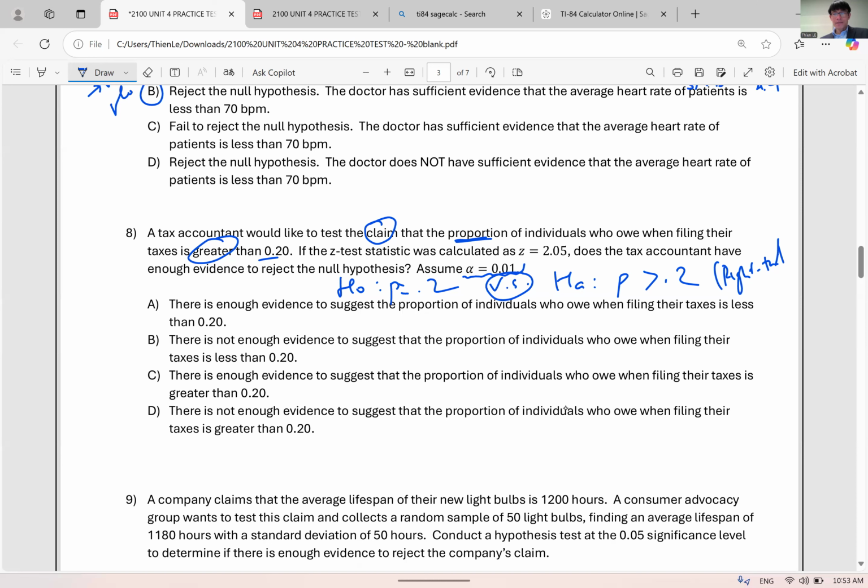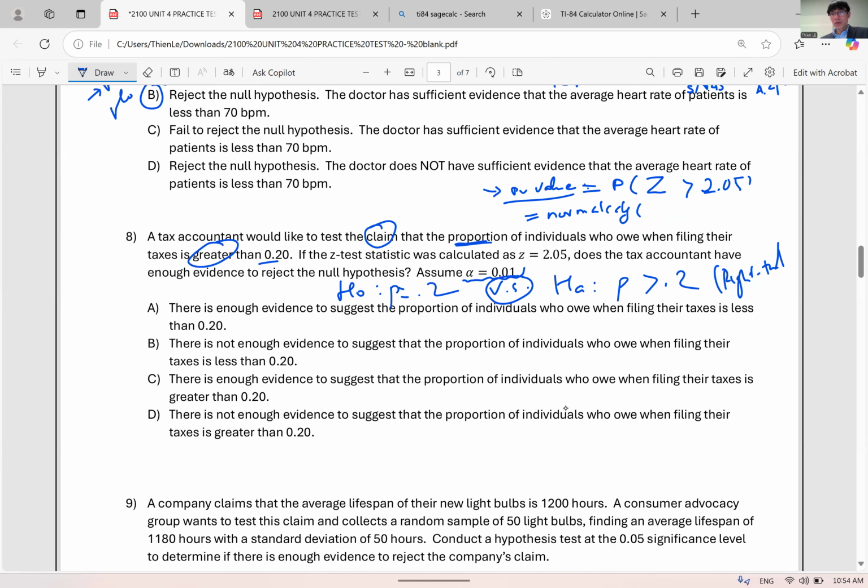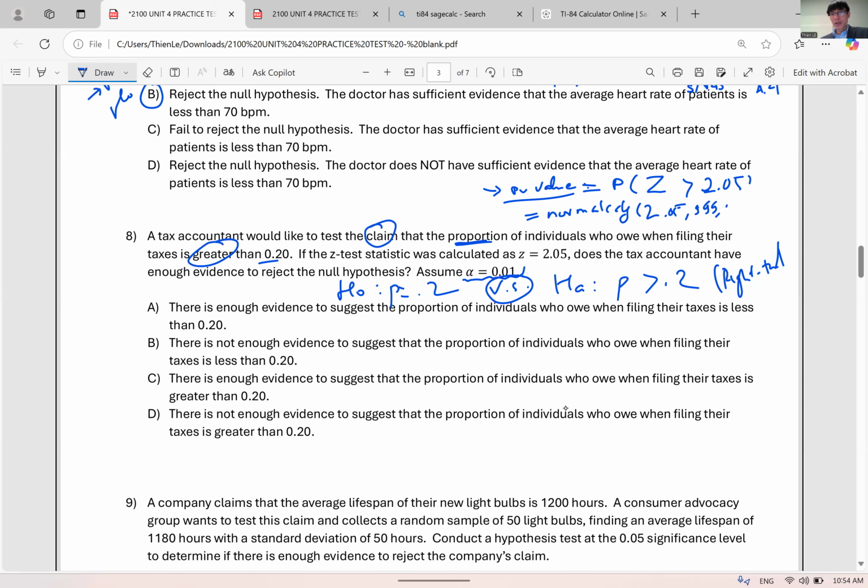For this problem, you can use either the critical value method or the p-value method. Let me show you the p-value method. You remember for the proportion z-test, the p-value for the right tail test is equal to the probability of z greater than the test statistic value, which is 2.05 in this case. So you just do a normal CDF from 2.05 to a big number.